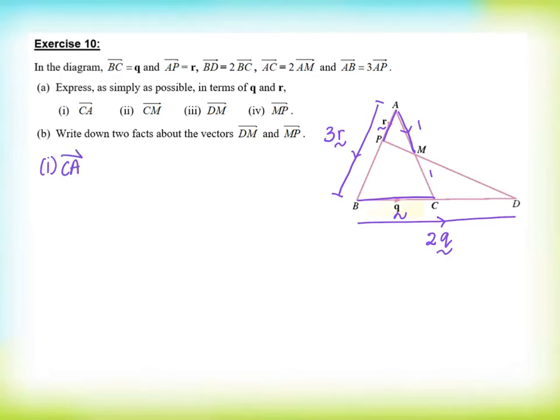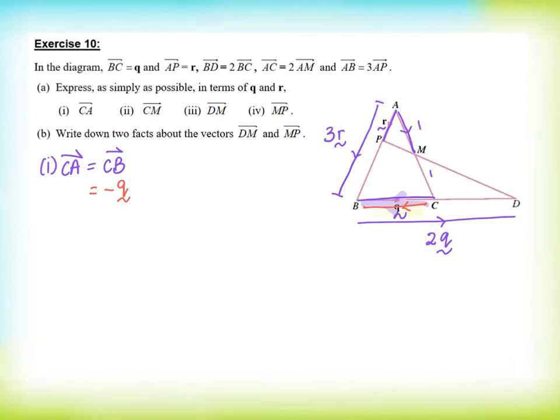I have no direct information to travel from C to A. How can I go about the other points? C is connected to the point B. I can have C to B over here going in this direction. So I noticed that C to B is going in the opposite direction. If it's going in opposite direction, that means C to B will be negative Q.